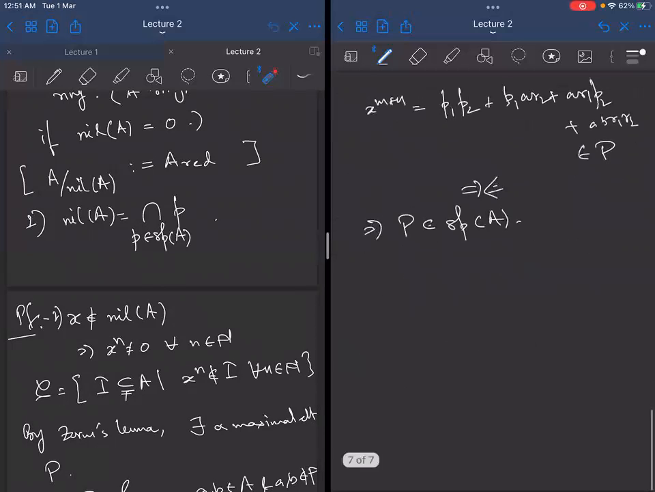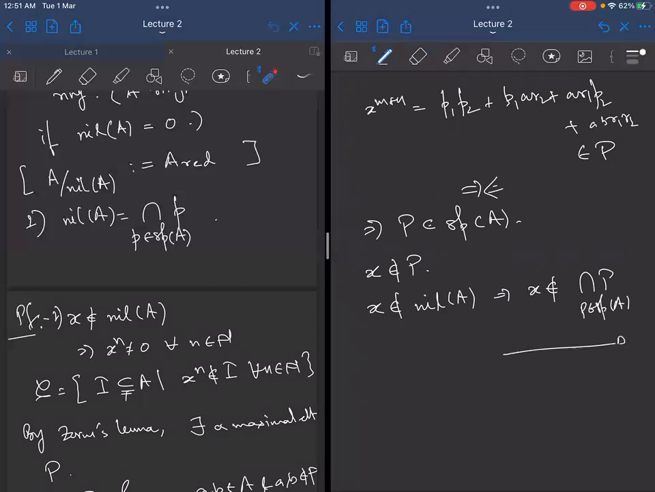But P is in C. Therefore, P does not contain x also. That means x does not belong to the nilradical of A implies x does not belong to the intersection of the prime ideals of A. And that completes the proof by taking the contrapositive argument.